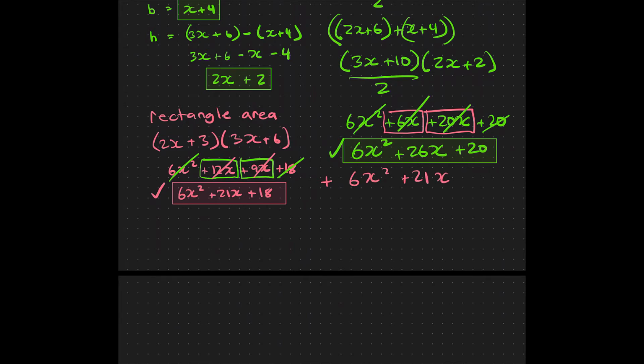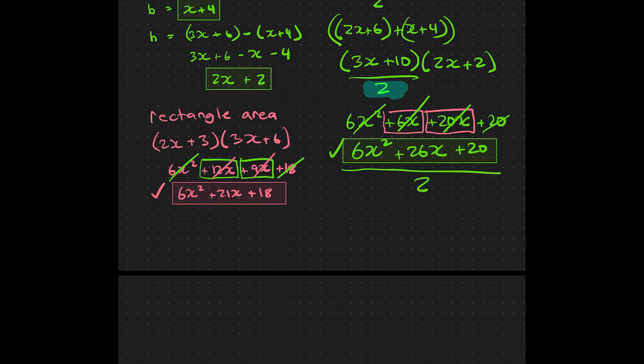Just wait. Slow down, Mr. Boykin. Almost forgot. Be careful, be careful. Almost forgot that I need to divide by 2 right there. So I need to take this value right here and I need to now divide it by 2.